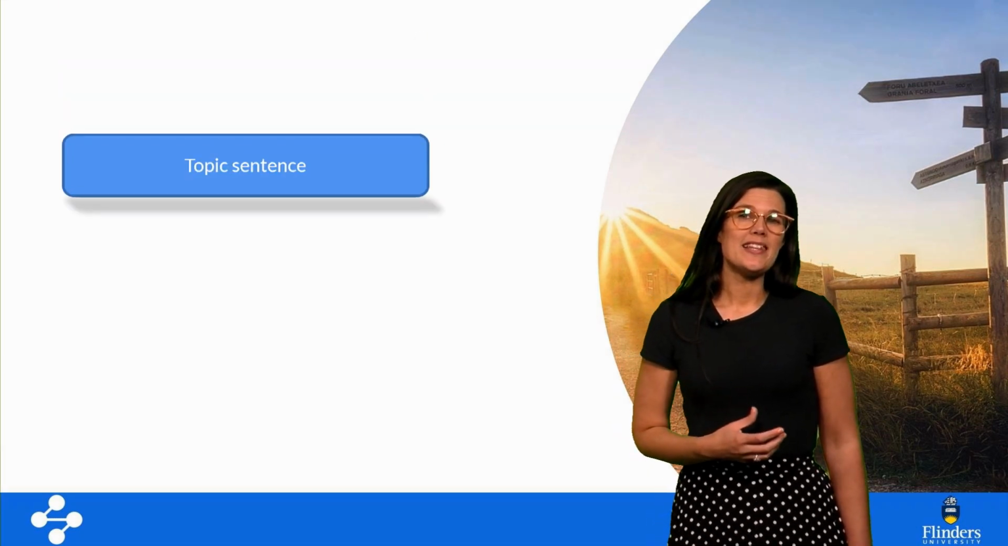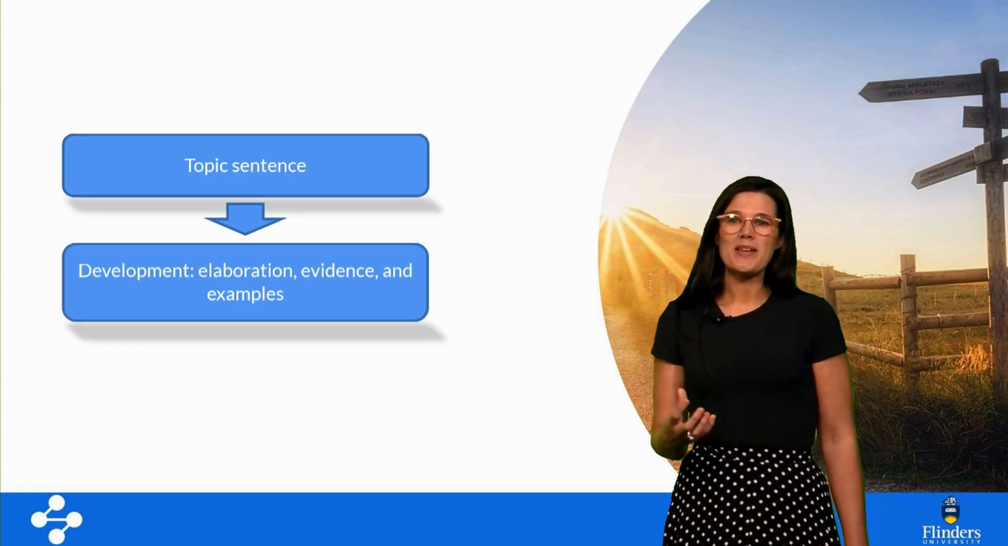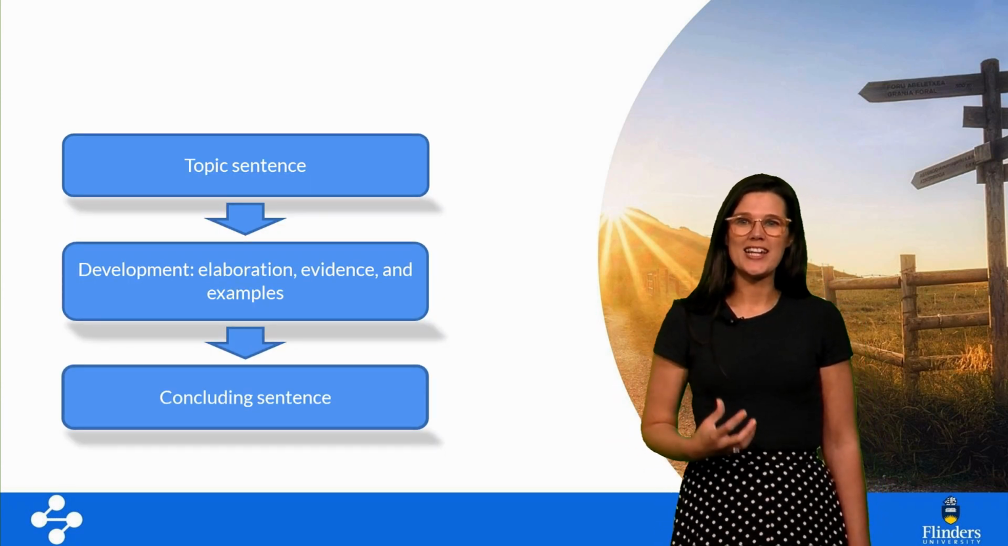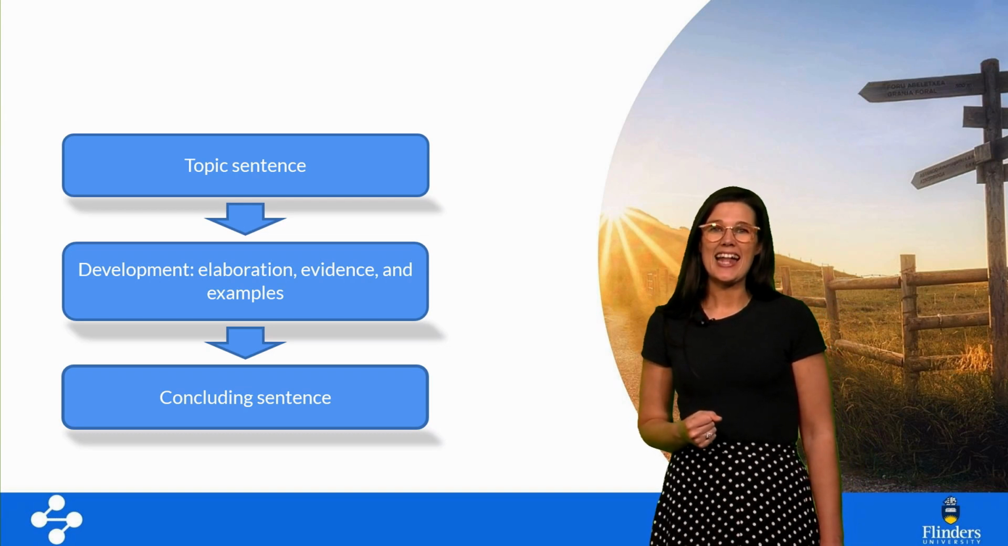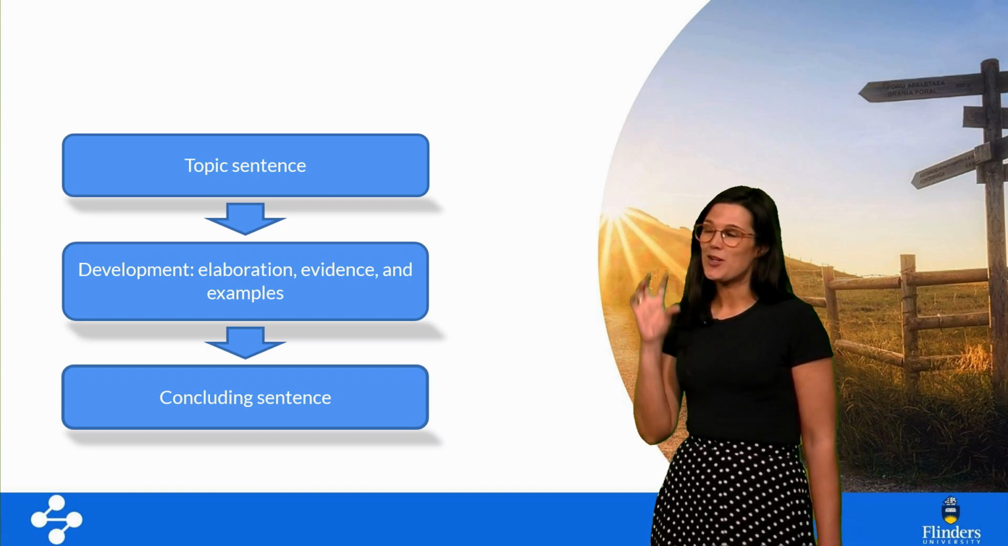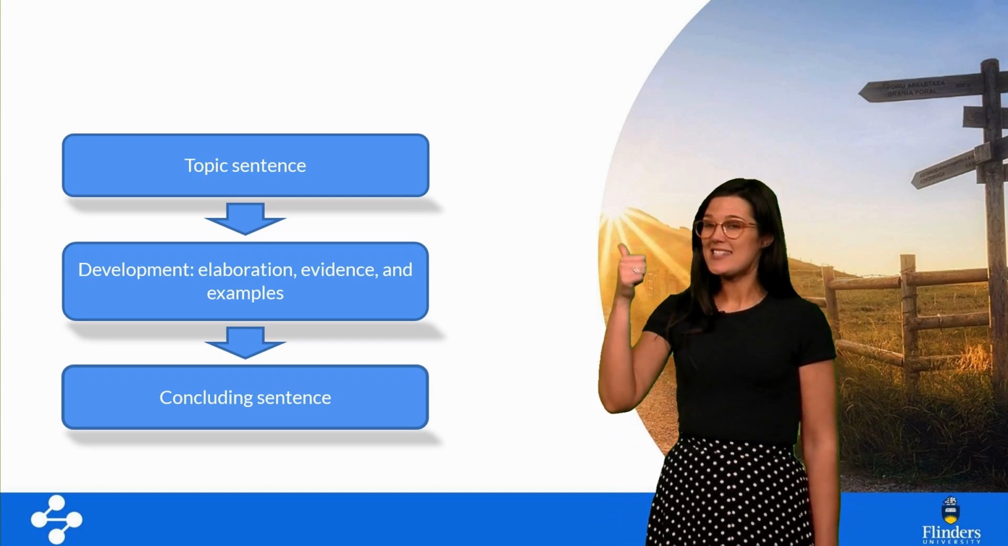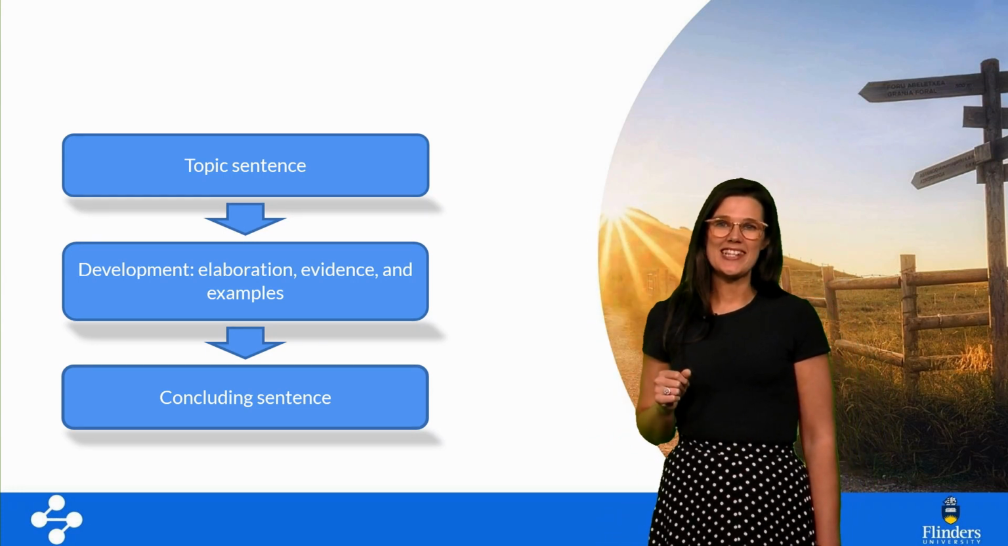So very briefly, they look a little bit like this. So we have our topic sentences, the development of the ideas through elaboration, evidence and examples, and a concluding sentence. And I'm going to break each of these elements up a little bit more now. So let's start with the first one, our topic sentences.